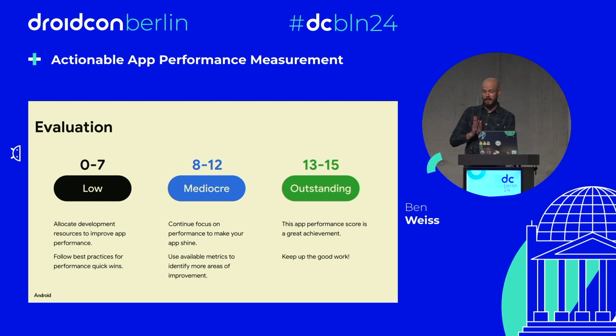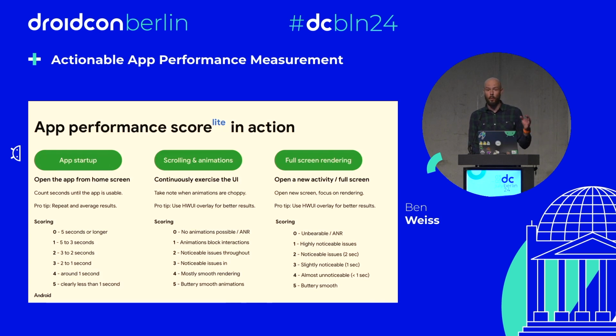If you fall in the mediocre bucket, that means, well, you can still do better. And it's a good thing as well. And you can use the available metrics to see areas of improvement. You can take a look at what we just did, these 3 areas, and see what you want to focus on. And focus your baseline profile on the area that you don't have in there yet. If there's other things, then focus on those areas.